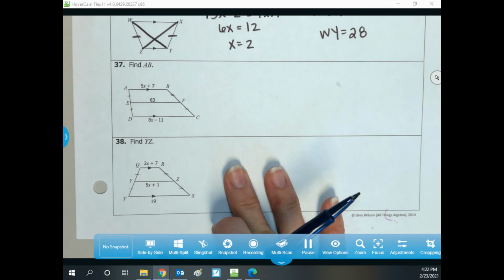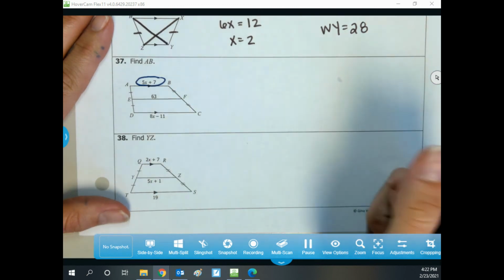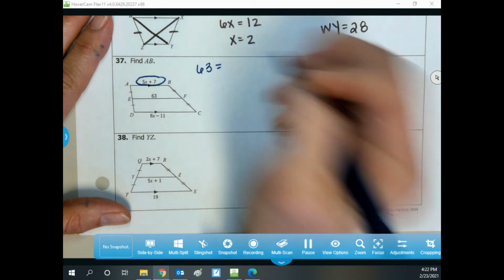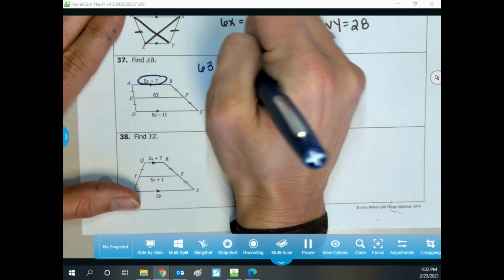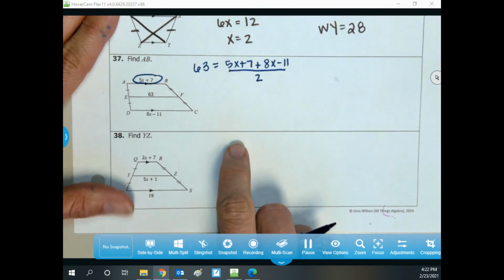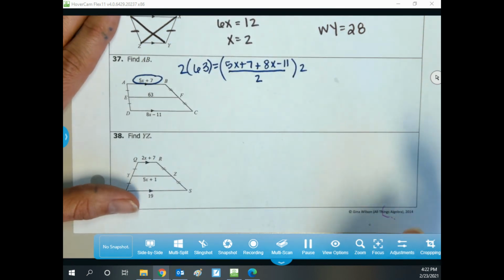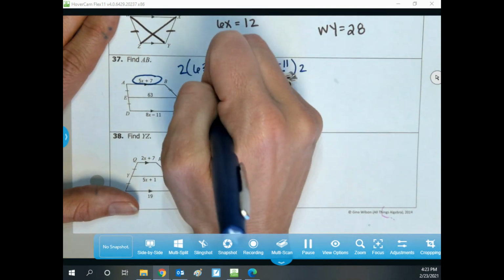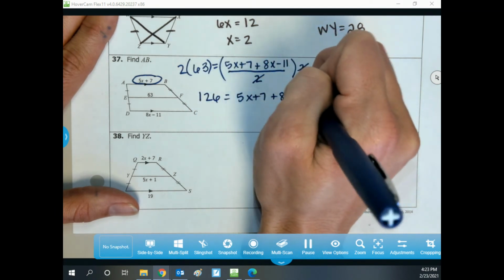All right, we need to find AB, so that means we need to find whatever 5x plus 7 is, but in order to know that, we have to know what x is. Remember the rule, the mid-segment, which is 63, is equal to add those together and divide by 2. So 5x plus 7 plus 8x minus 11, all divided by 2. I'm going to go ahead and multiply times 2, and I'm going to let you solve this from here. If we take 63 times 2, that makes 126. Those 2's cancel. Equals 5x plus 7 plus 8x minus 11.